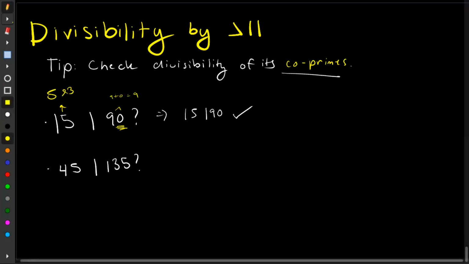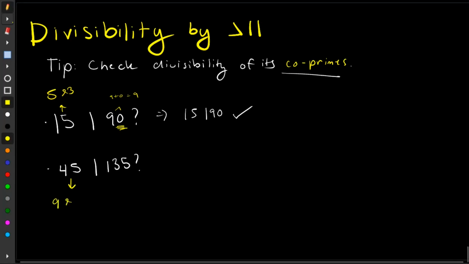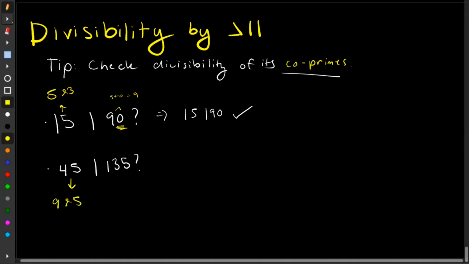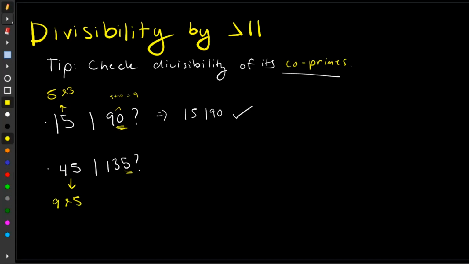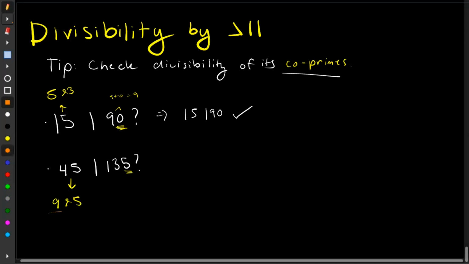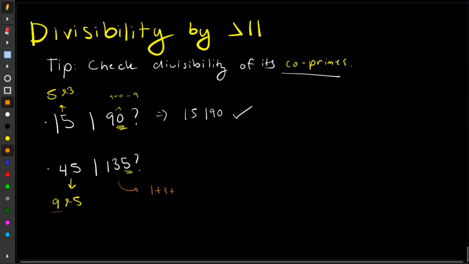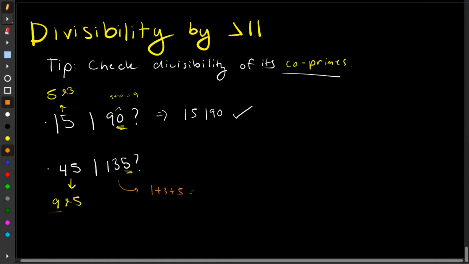Now for this next one, the co-primes of 45, the factors that they have are 9 and 5. So we know to get the divisibility of these two numbers. So clearly it is again divisible by 5, since its last digit is 5. So also note that it is divisible by 9, since 1 plus 3 plus 5 will give us 1 plus 3 is 4, plus 5 is 9. So 9 divides 9. So this is also indeed true.